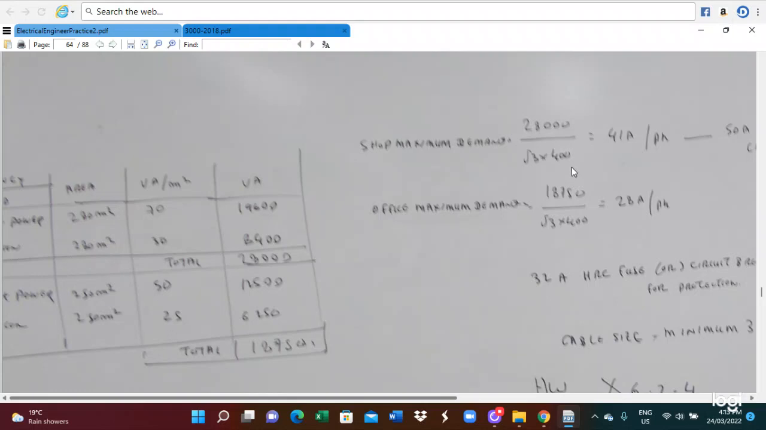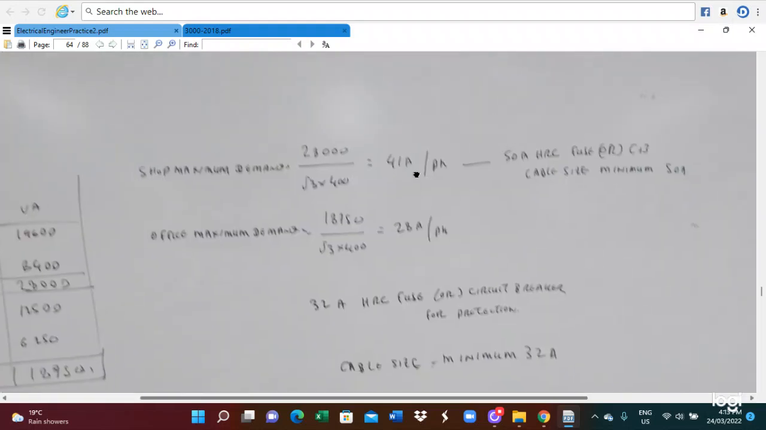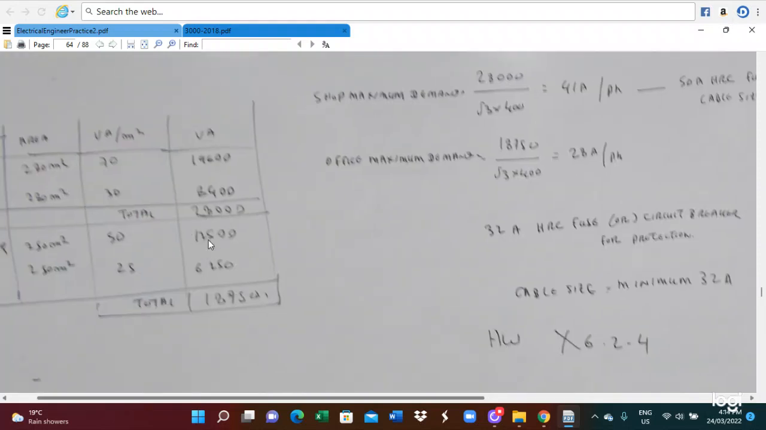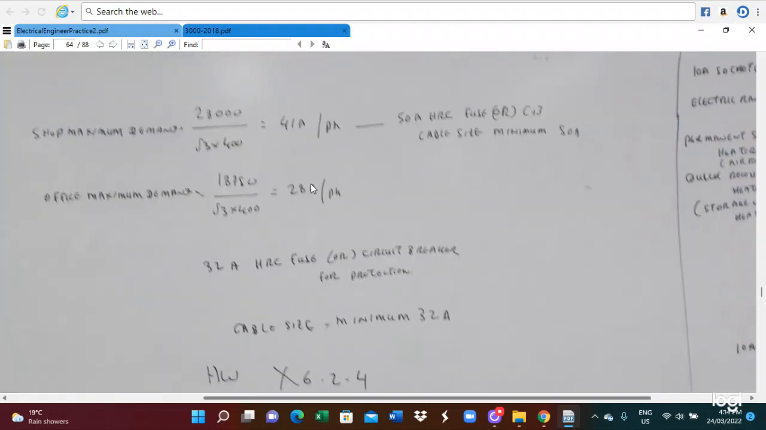This is divided by root 3 into voltage. The voltage is 400 volt line voltage. So we got 41 ampere per phase. Also, for the office maximum demand, you add those, you got 1,89500. So 1,89500 divided by root 3 into 400, you got 28 ampere per phase. So this is what we got.